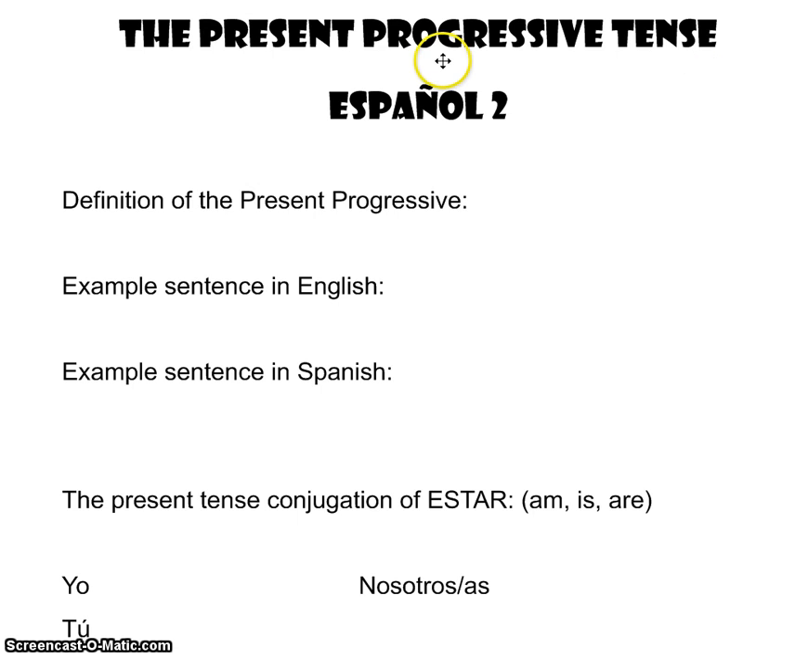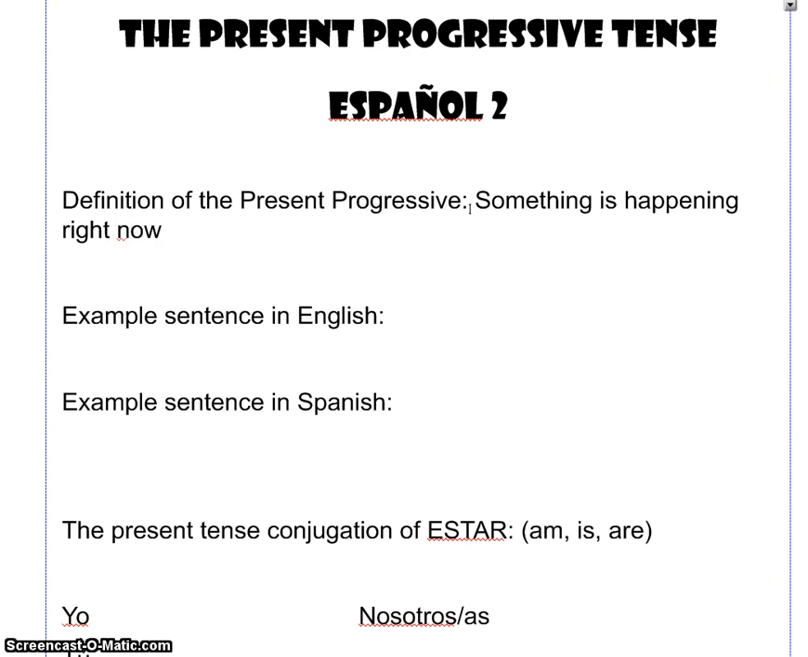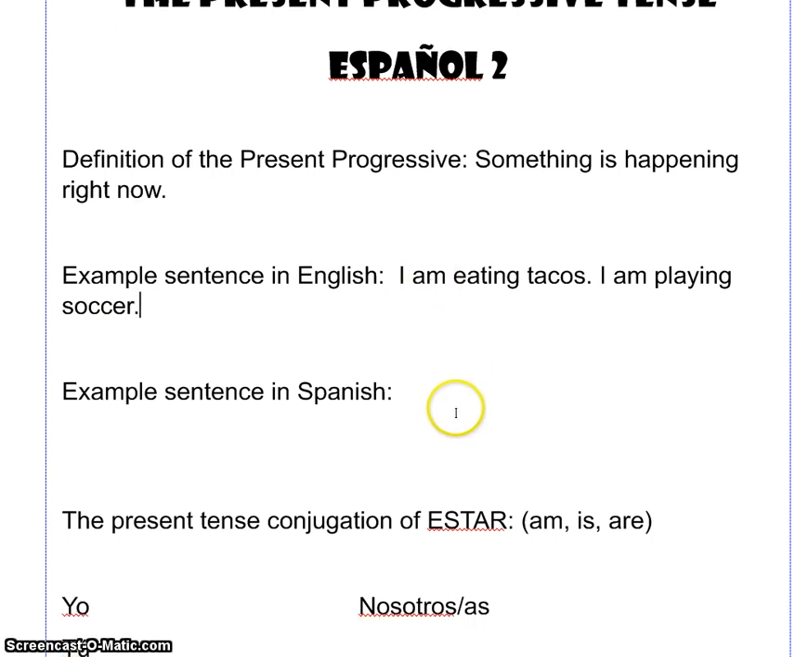First of all, the present progressive tense already tells you something just in its name, that it's in the present tense, but something is different as far as it happening. So what is the definition of the present progressive tense? A good one would be something that is happening, and then we could even put right now. An example sentence in English would be something like, I am eating tacos, or something like, I am playing soccer, football. So those are good ways of being able to say that.